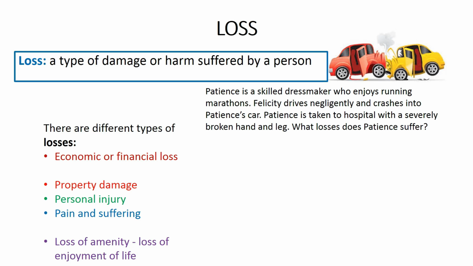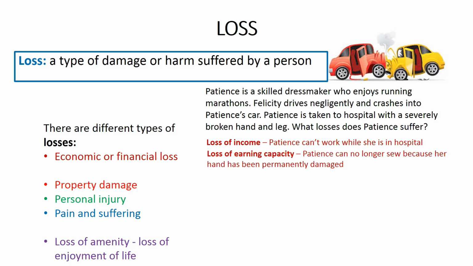Because Patience can't make dresses while she's in hospital, she will have lost income. That is, the money that she would have earned if, instead of being stuck in a hospital bed, she was making dresses in her shop. In addition, if Patience can no longer make dresses because of her very badly broken hand, then she will have suffered a loss of earning capacity.